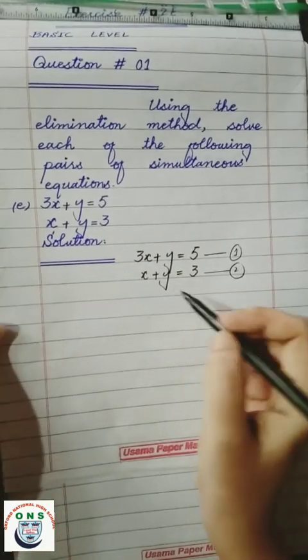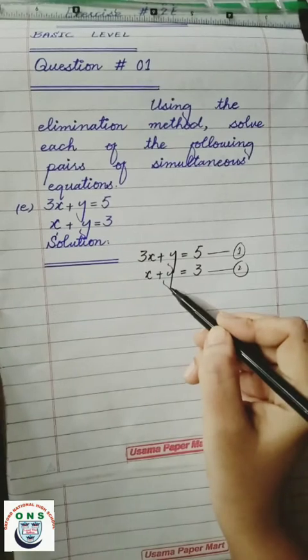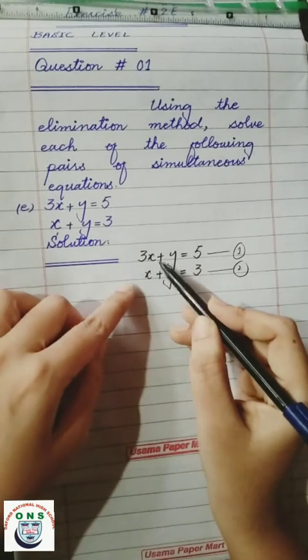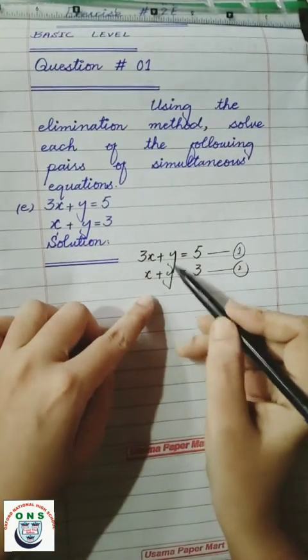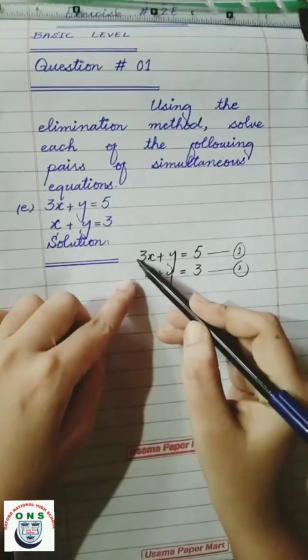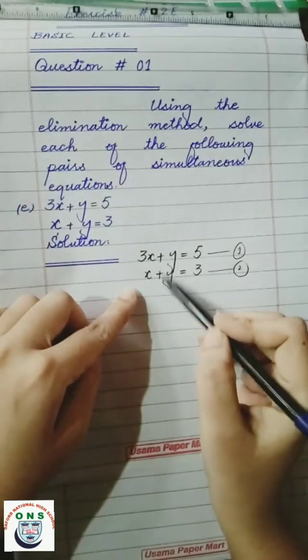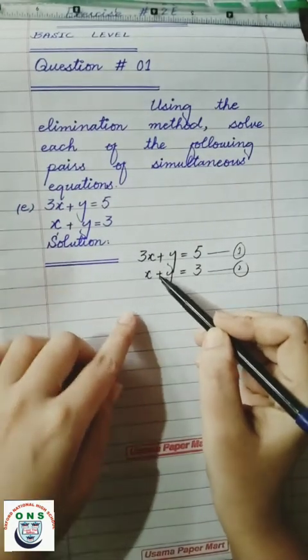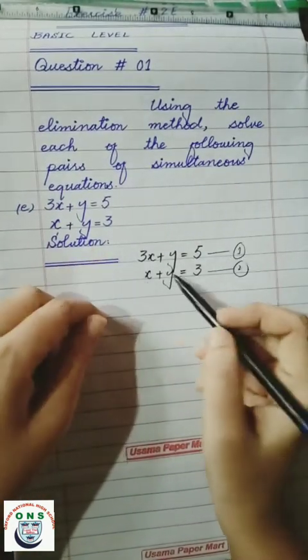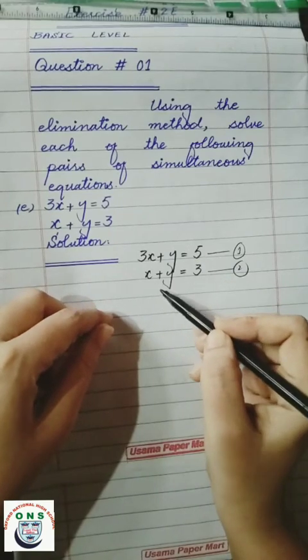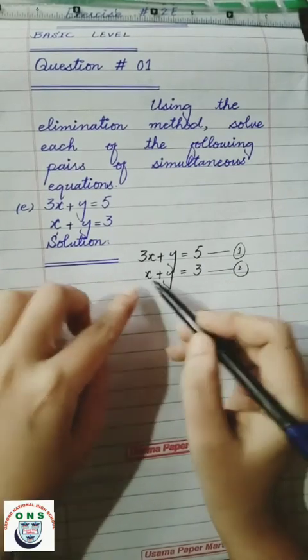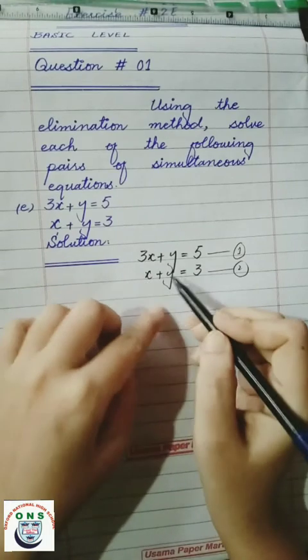Fine. Now for the elimination method, what to do first of all: should we add the two equations or subtract them? We will check that by their signs. They both are positive, so they can't be added, because if you add them, their signs will not change and they can't cancel each other. So in this way we can't eliminate x or y, either one.